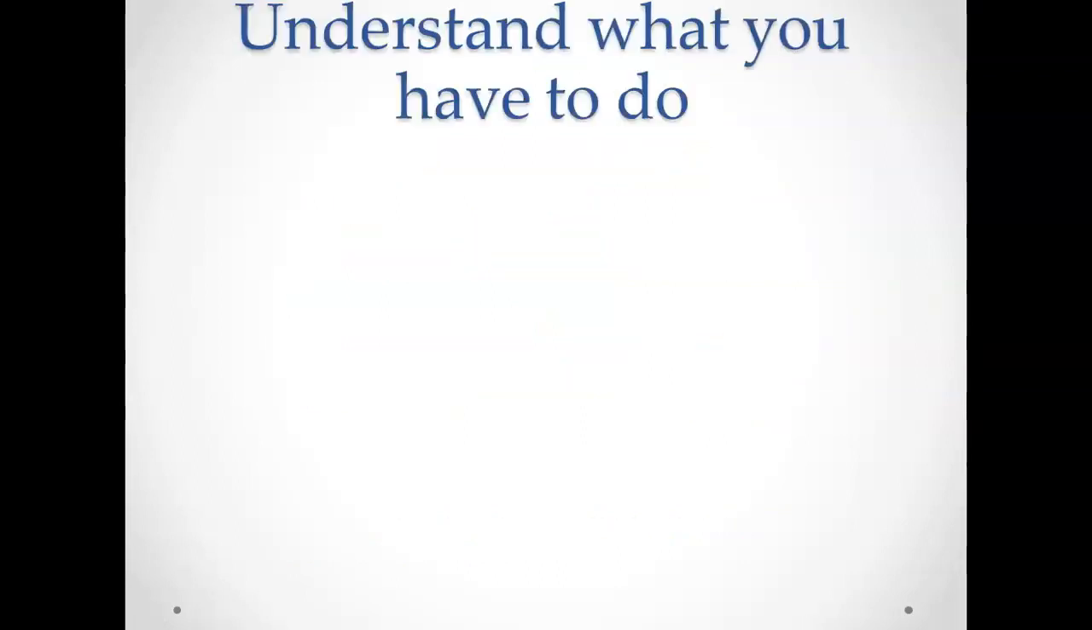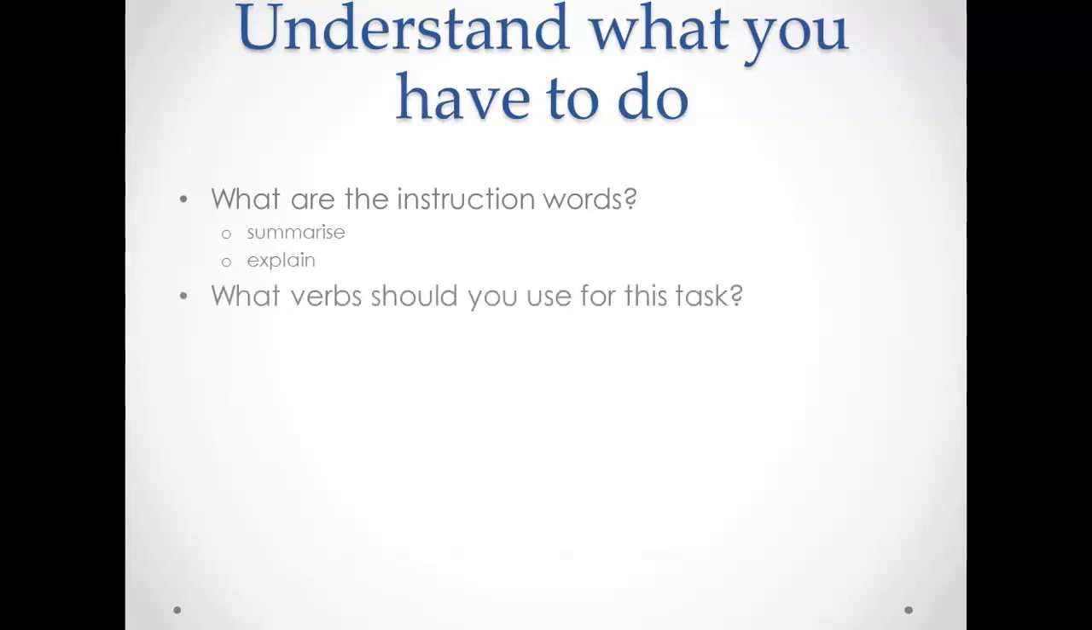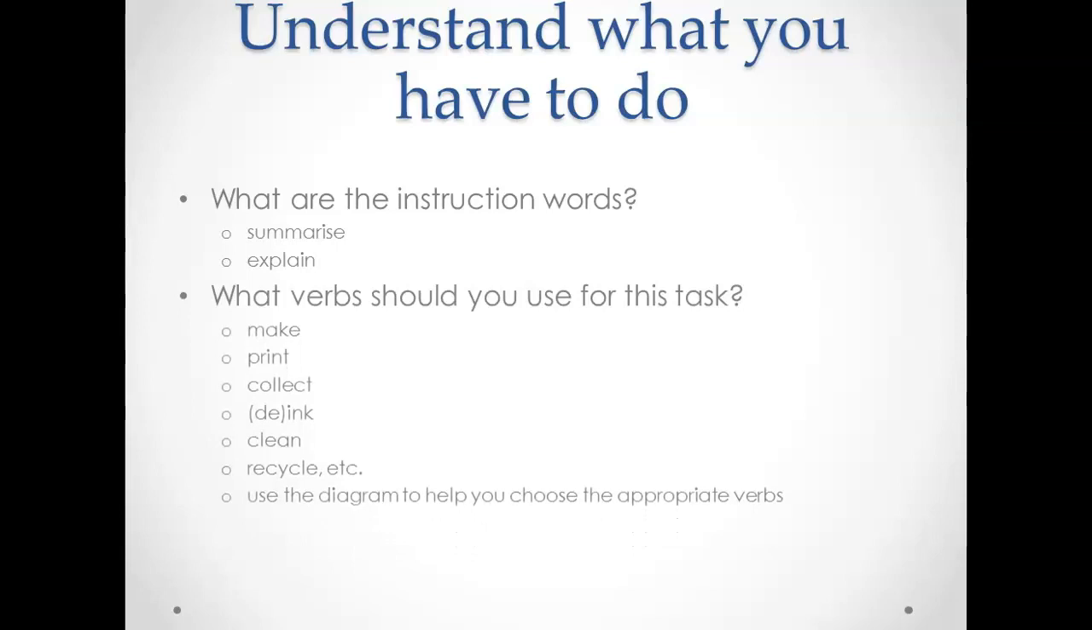What do you have to do when you do a process description? Think about the instruction words like summarize and explain. What verbs should you use? These are the ones from the picture. Make, print, collect. Ink something, or the opposite, de-ink, which means remove the ink. Clean, recycle, and of course there are more. The point is, use the diagram to help you choose the appropriate verbs. Don't guess.